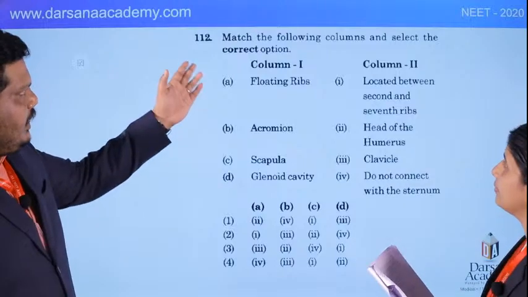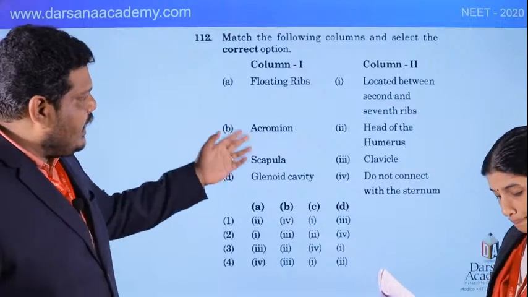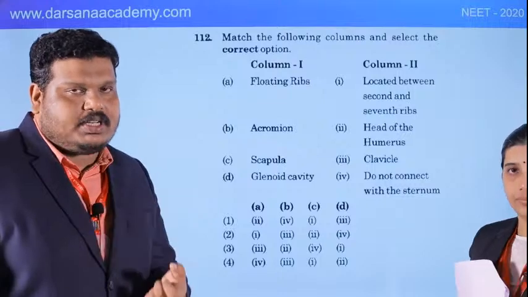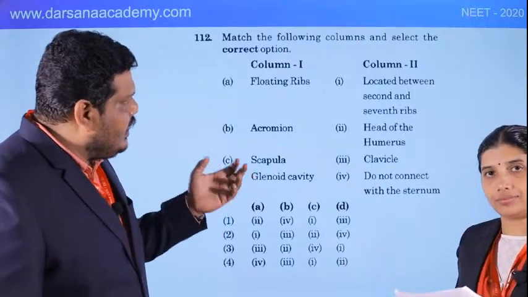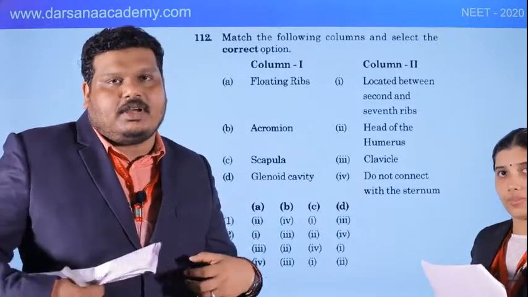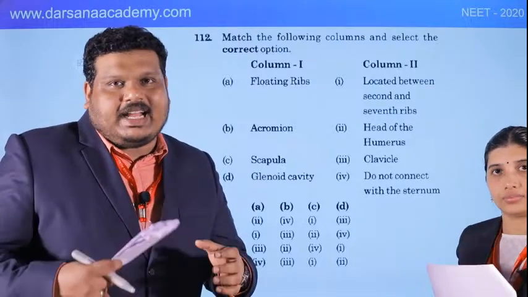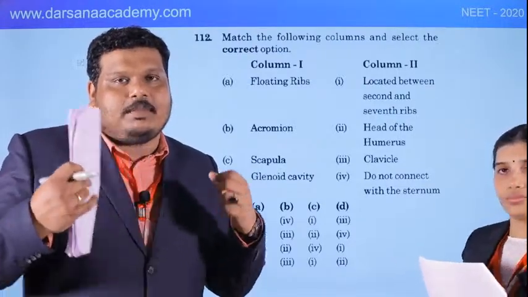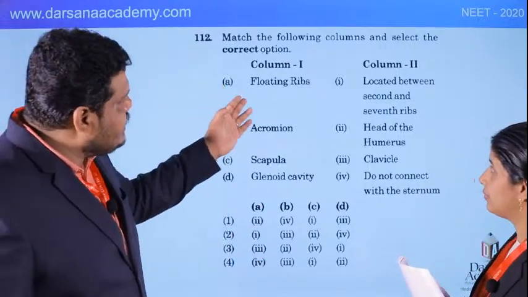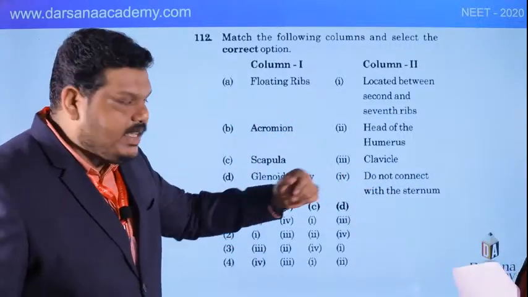So question number 112 is a match-the-column question: floating ribs, acromion, scapula, glenoid cavity. This is exactly from the skeletal system of locomotion and movement. Floating ribs are a type of rib that originates from the vertebral column and does not attach to the sternum. So only one end is attached at the back side, and the other end is free. That is why they are known as floating ribs. As per this concept, floating ribs do not connect with the sternum. That is the correct matching option.